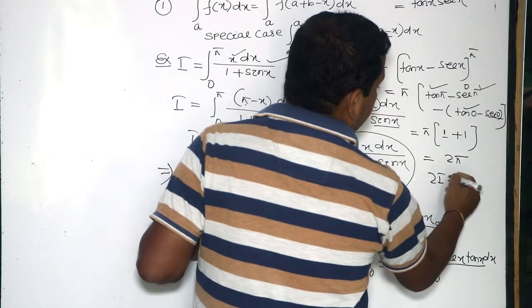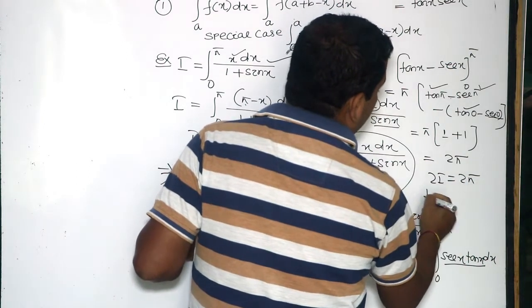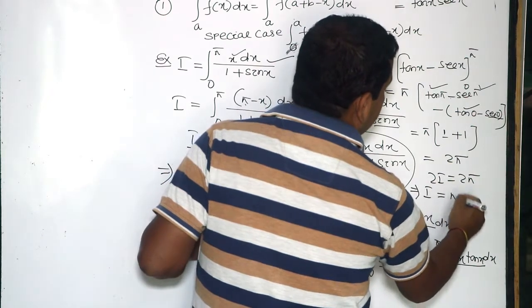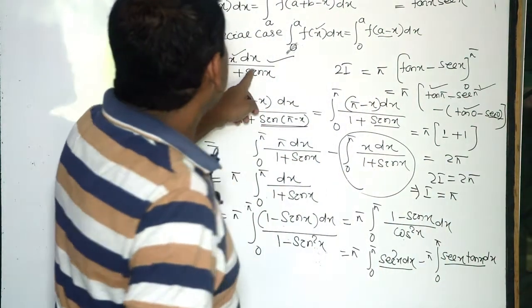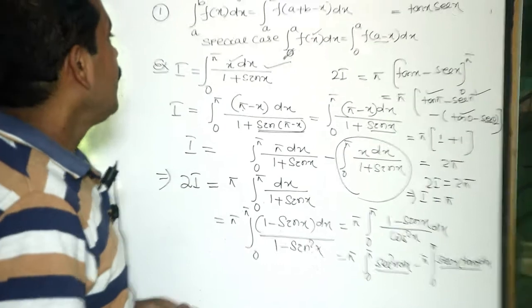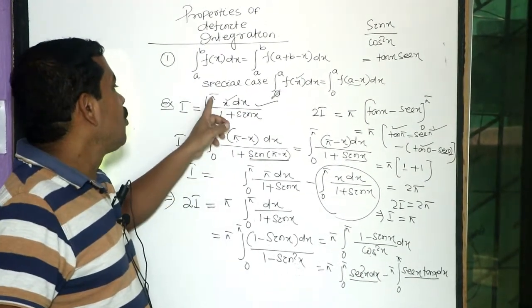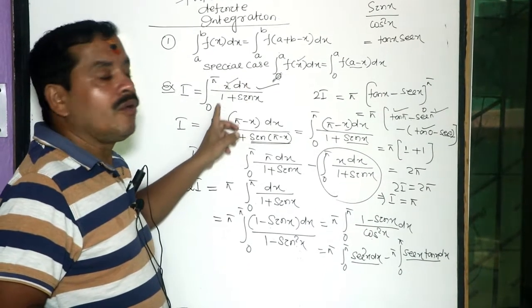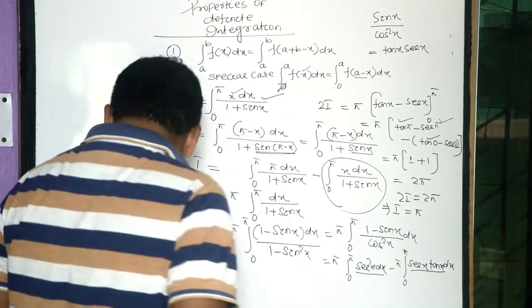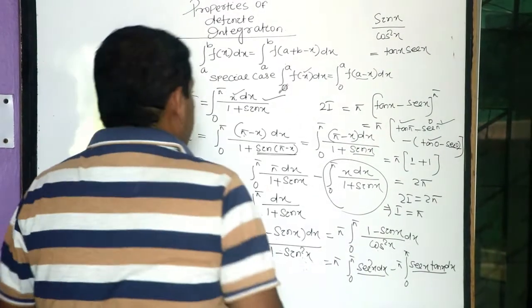2I equals 2 pi, so I equals pi. That is the answer of this definite integration. By using these properties, we evaluated the integration 0 to pi x dx by 1 plus sin x. Suppose another example.